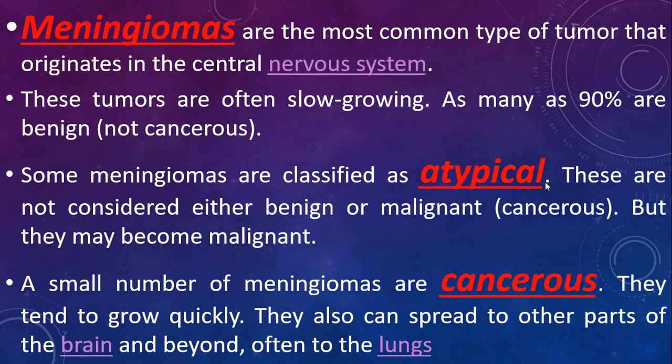Meningiomas are the most common type of tumors that originate in the central nervous system. These tumors are often slow growing, and as many as 90% are benign, not cancerous. Some meningiomas are classified as atypical. These are not considered either benign or malignant, but they may become malignant.